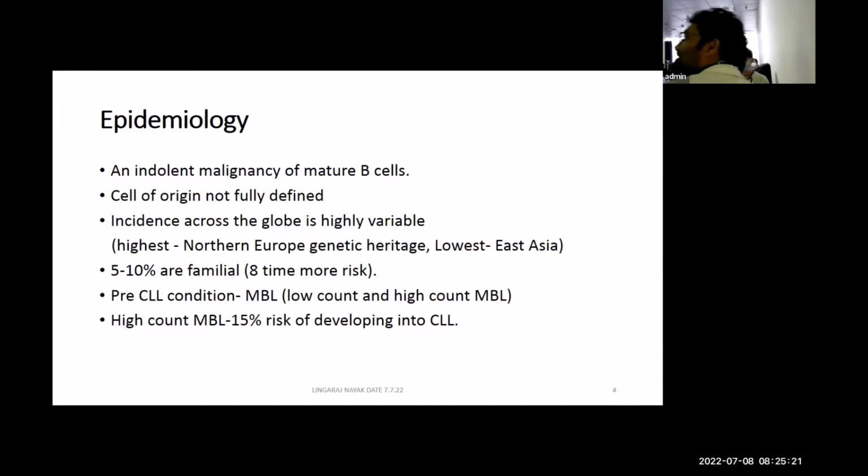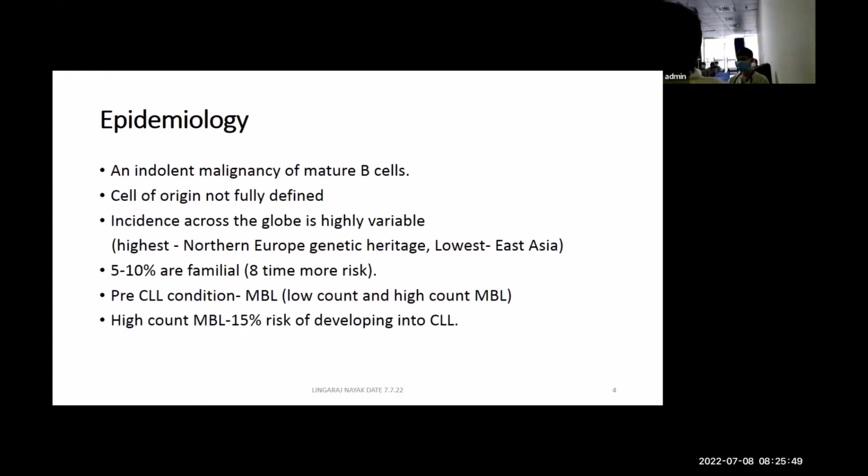Now there is something called a pre-CLL condition, which is called MBL, that is monoclonal B lymphocytosis. The basic difference between MBL and CLL is the peripheral blood lymphocyte count. If the peripheral blood lymphocyte count is more than 5,000, it is CLL. Less than 5,000, it is MBL. Now, MBL has again been classified into low count MBL and high count MBL. If it is between 2,000 and 5,000, it is high count MBL. Less than 2,000 is called low count MBL.